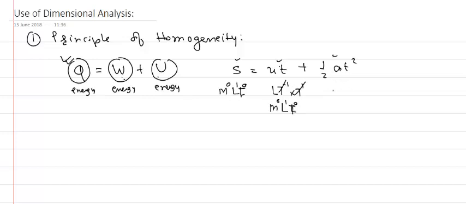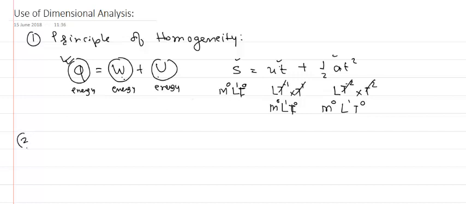Let's confirm with the final term. Half is a pure number, so it will not have any dimensions. Acceleration is L t raised to minus 2, and then we have t square. So again, you have L raised to 1, m raised to 0, t raised to 0. Thus, we have confirmed that all these three terms have the same dimensions, and therefore, this equation is valid. So this is one use of dimensional analysis, that we can check the correctness of an equation.